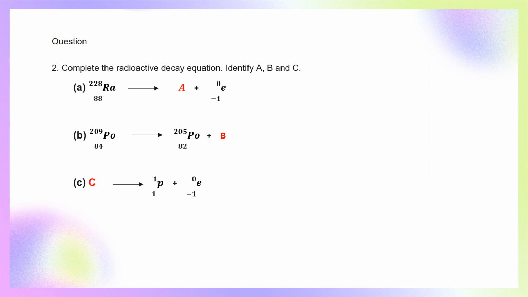So the question needs you to complete the radioactive decay equations and identify what A, B, and C are. For this question, I will leave it for you to complete at home. If you are able to complete this task, it means that you have achieved the learning objective for today's lesson.